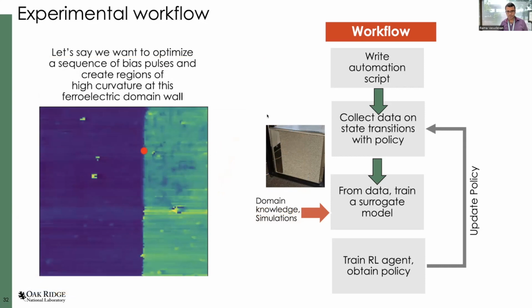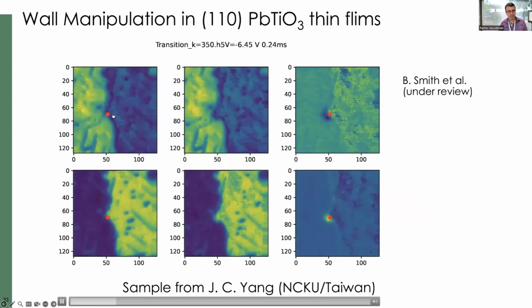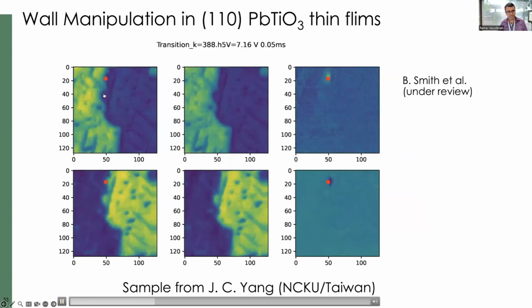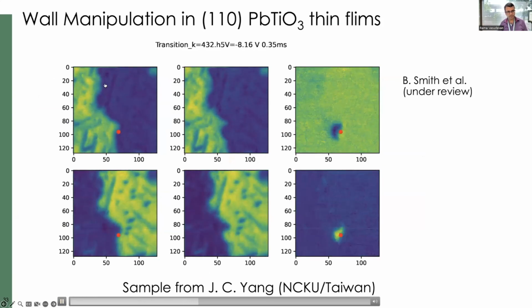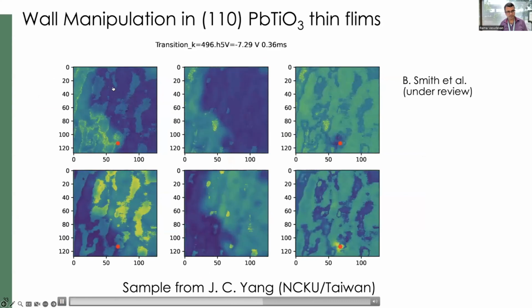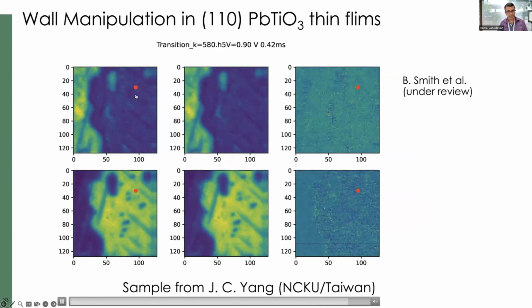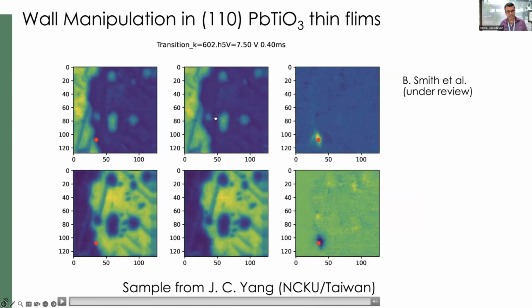Anyway, what we need to do is we need to be able to collect these transitions. And so we can write these automation scripts and collect transitions. And here is an example of that happening on a lead titanate sample. What you see on the left is the initial state. Then the red dot is actually the tip. And as the tip moves and finds domain walls, it then applies some random actions, in other words, different voltages and different pulse widths. And once it does this, it has the next state on the right-hand side, and you see the difference image on the far right-hand side.